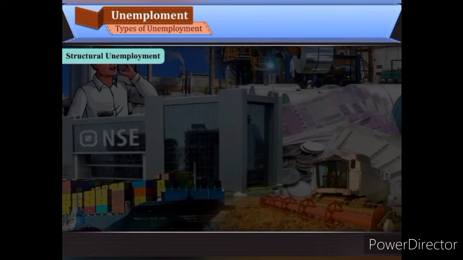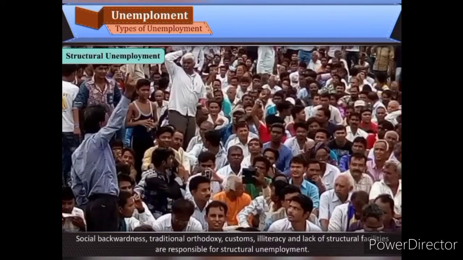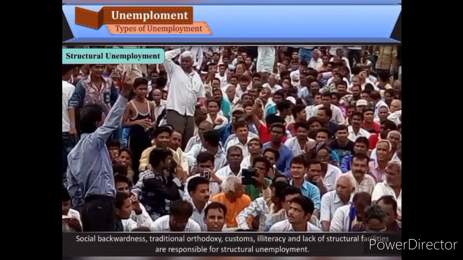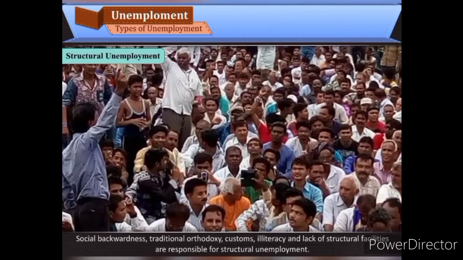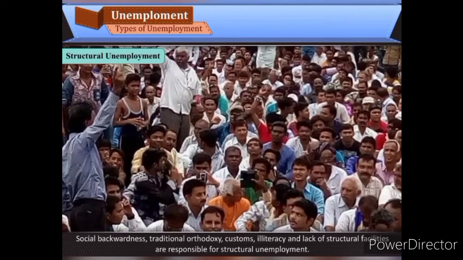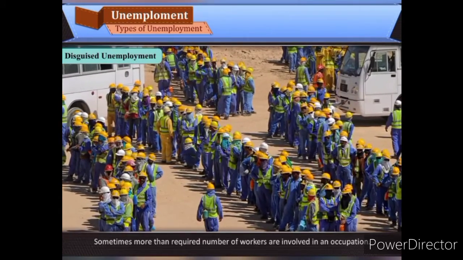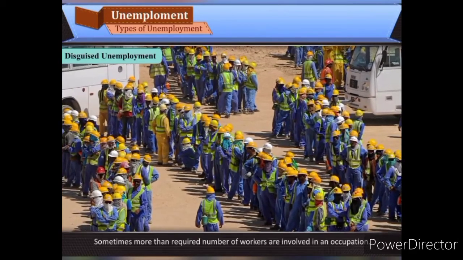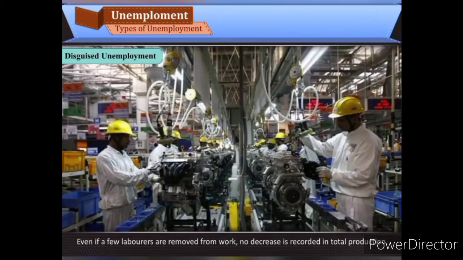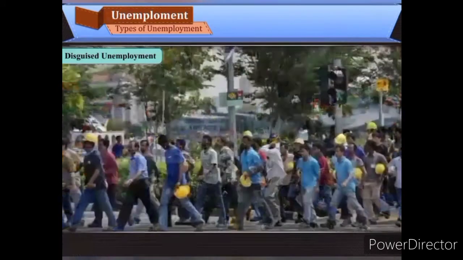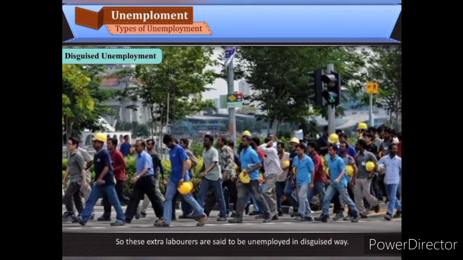Structural unemployment. The Indian economy is backward and orthodox. Social backwardness, traditional orthodoxy, customs, illiteracy, and lack of structural facilities are responsible for structural unemployment. Disguised unemployment. Sometimes, more than the required number of workers are involved in an occupation. Even if a few laborers are removed from work, no decrease is recorded in total production. So these extra laborers are said to be unemployed in a disguised way.